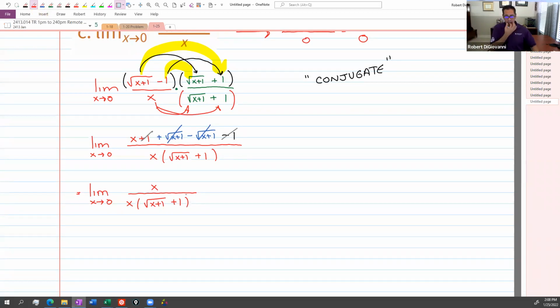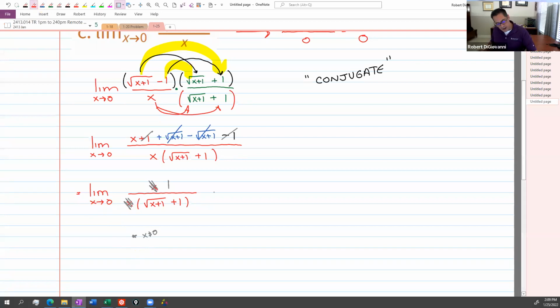Questions on that algebra? What happens now? The x's cancel out. Now, up top, we have a 1. Don't forget, when you cancel that x, there's still a 1 up there. And also, there's a little asterisk here. You promised me that x can't be 0, because if x is 0, then that's undefined. But we're taking a limit, so we're not worried about that. We're letting x approach 0.